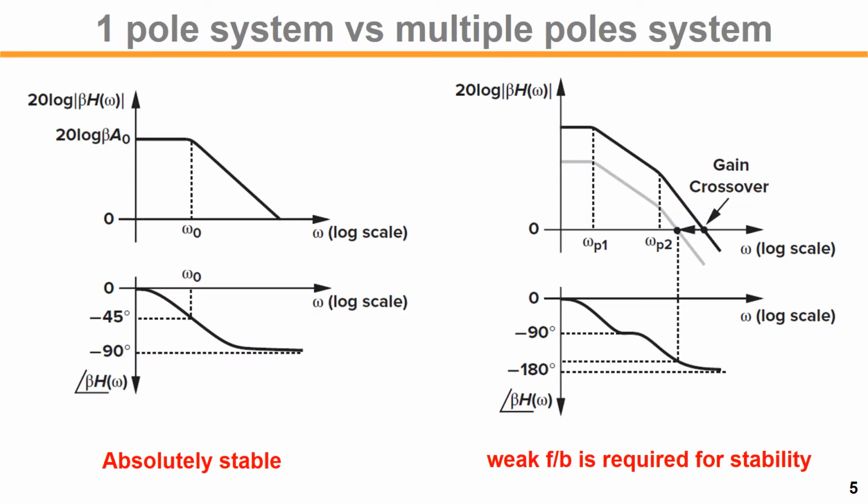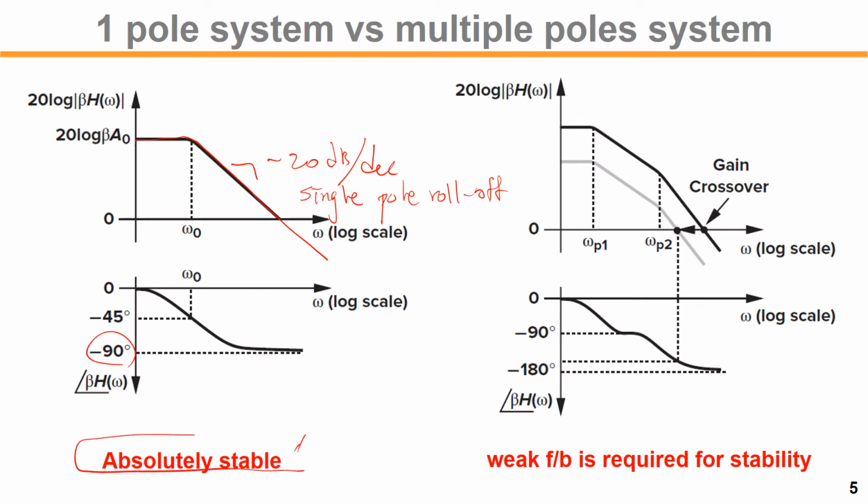So when you analyze your feedback, if inside your feedback you have only one pole, so that the loop gain curve is like this, a single minus 20 dB per decade, this is called the single pole roll-off. If you are seeing just single pole roll-off, the maximum phase shift is only 90 degrees. So the feedback is absolutely stable. This is unconditionally stable, right?